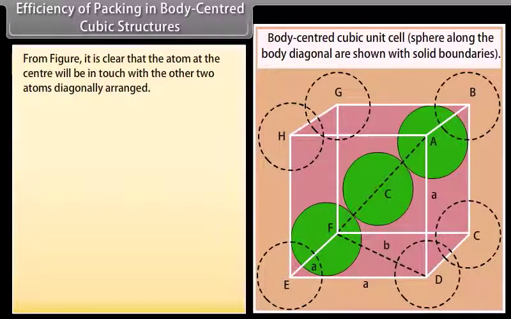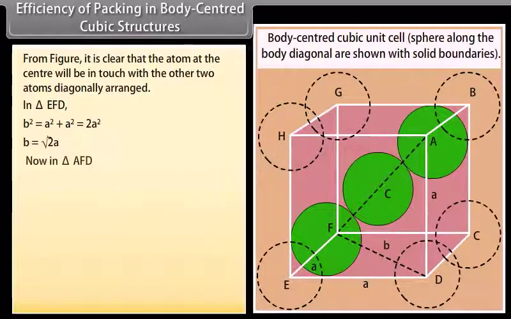Efficiency of packing in body-centered cubic structures. From the figure it is clear that the atom at the center will be in touch with the other two atoms diagonally arranged. In triangle EFD, b square is equal to a square plus a square, which is equal to 2a square. b is equal to square root 2 a. Now in triangle AFD, c square is equal to a square plus b square, which equals a square plus 2a square, which equals 3a square. c is equal to square root 3 a.